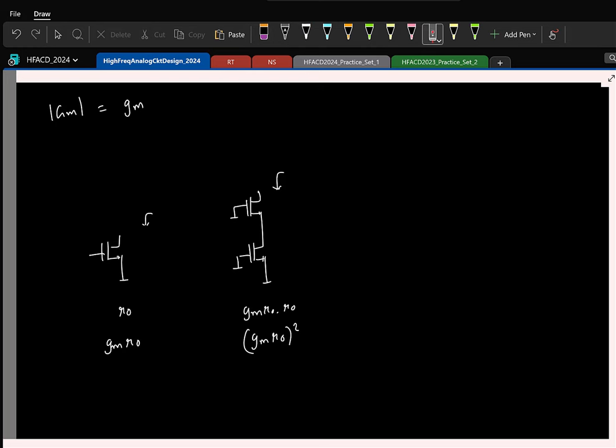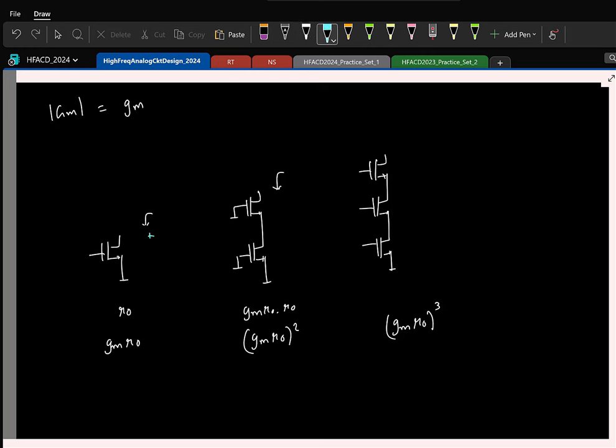And of course, instead of doing this, you can also do a folded cascode like we saw. So now let us say I want to get a gain of gm R naught cubed. What do you suggest we do? We can put a triple cascode like this. And looks like we can keep doing this on and on. So what do you think we are losing?